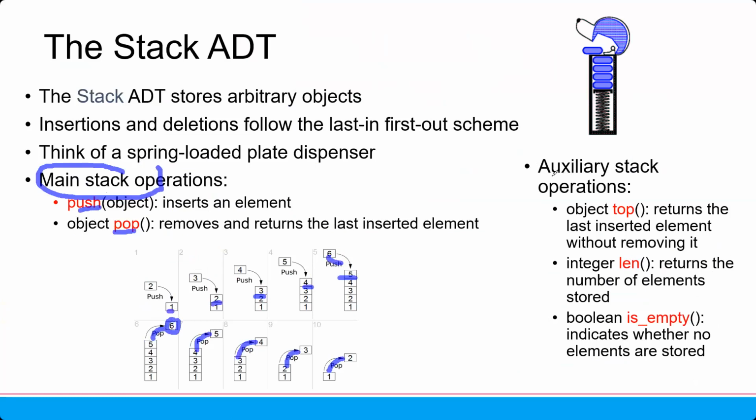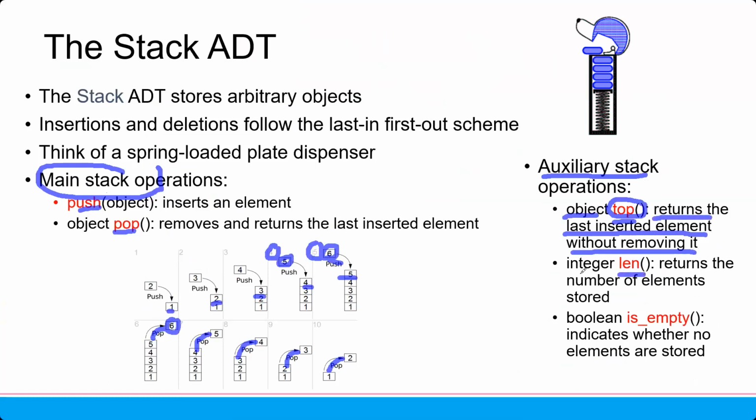But there might be some other operations. For example, top. It returns the object at the top. It means I want to know the last inserted element without removing it. So I want to know what is the current last element. In this state, the last element is 6. If we are still in the earlier state, the last element is 5.